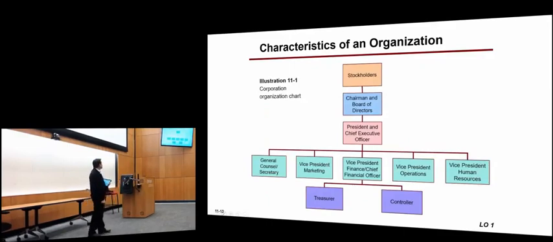Okay, now we look at how this one shows the organizational chart of corporations. You have the shareholders, those are the owners of the company. What they do is elect the board of directors. The board of directors will act on behalf of the shareholders to select management. So basically they hire a CEO, a CFO, etc., and they oversee their work.